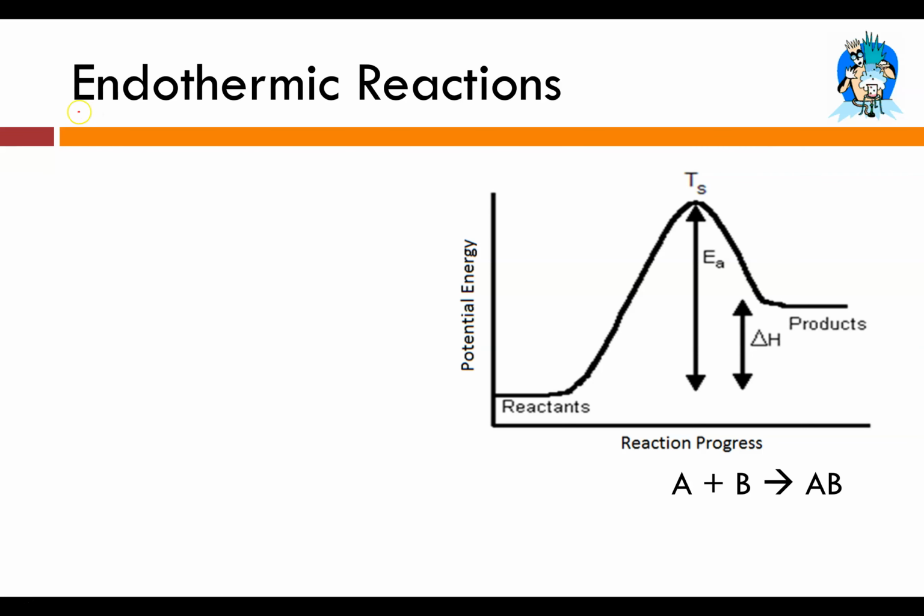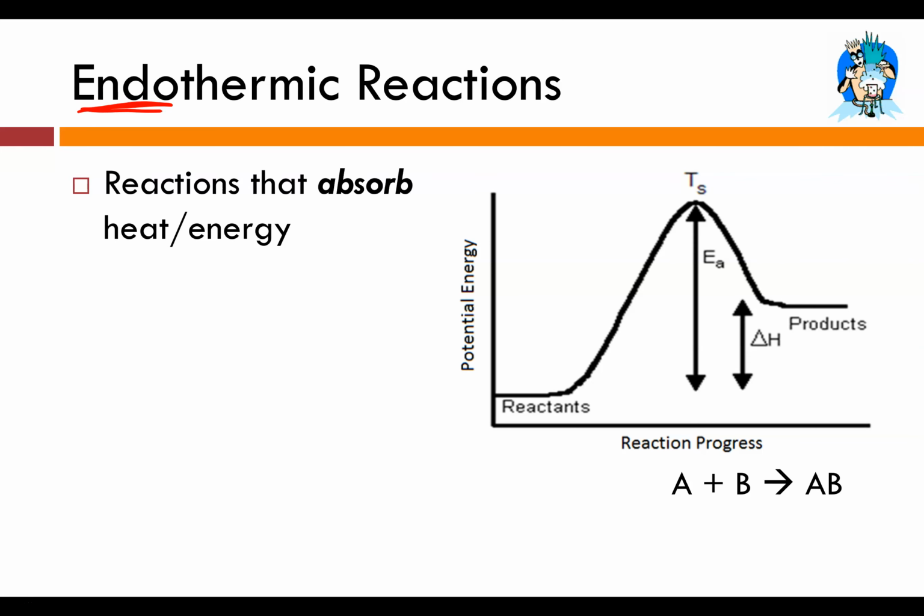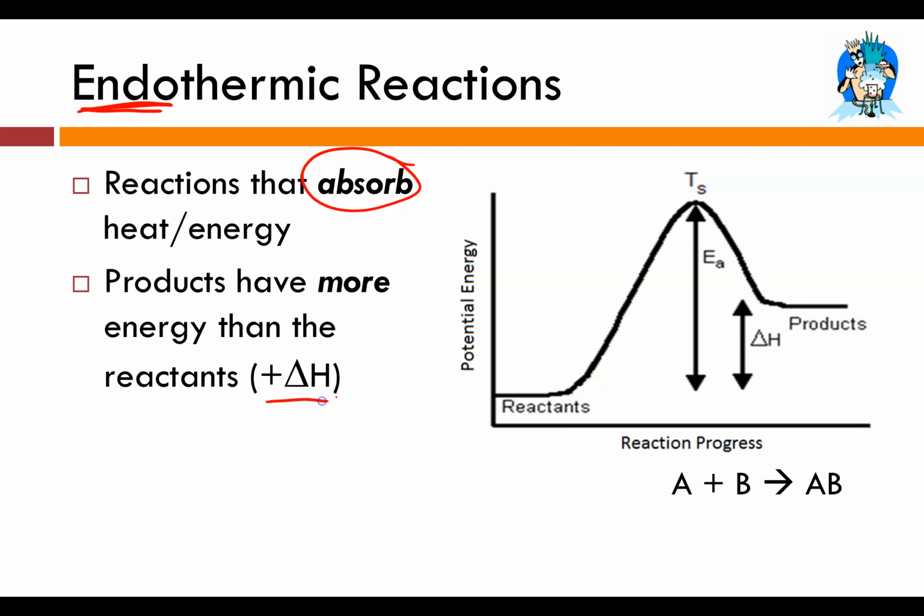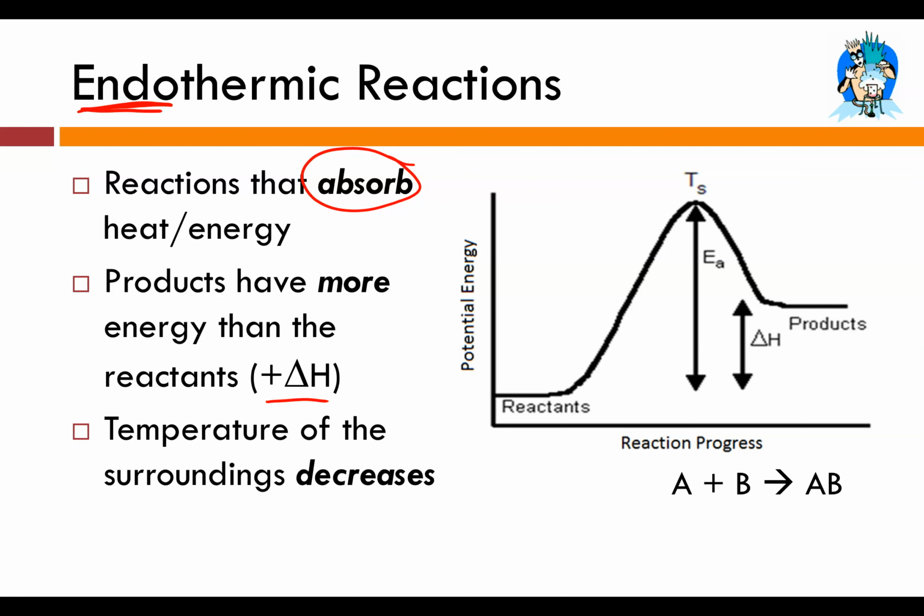In an endothermic reaction, endo means in or inward. So endothermic reactions are going to absorb heat or energy from the environment. If we want to calculate delta H, now our products have more energy than our reactants. So we would calculate a positive value for delta H. And yes, all endothermic reactions have positive delta H values. As an endothermic reaction is taking place, the temperature of the surroundings will decrease.